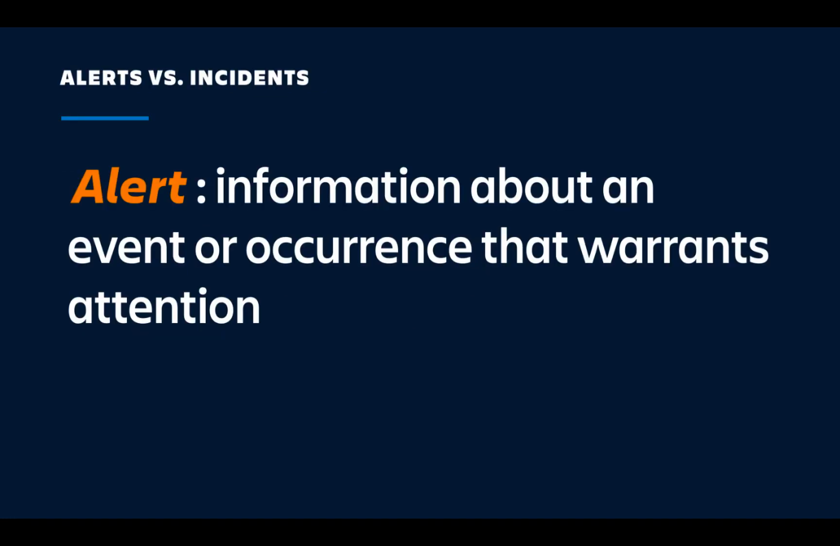Before we go further, let's talk about what Opsgenie means by an alert. In the context of Opsgenie, an alert is information about an event or occurrence that needs attention. For example, if you're using an AWS instance and you're slowly running out of space, you might set up alerts to let you know when you're at 50% capacity or 75% capacity. So it's something that you need to know about so you can do something, but it might not necessarily be an outage or a major disruption.